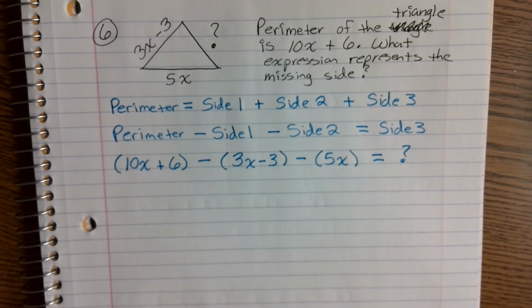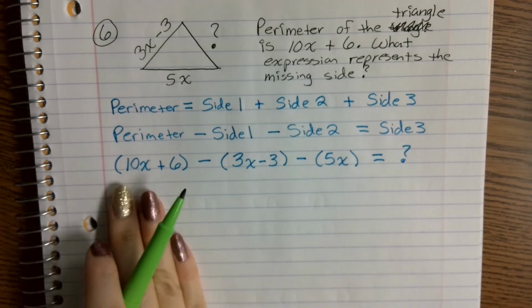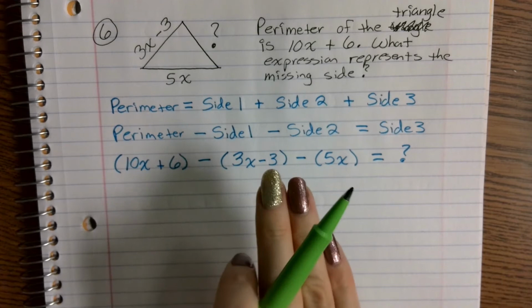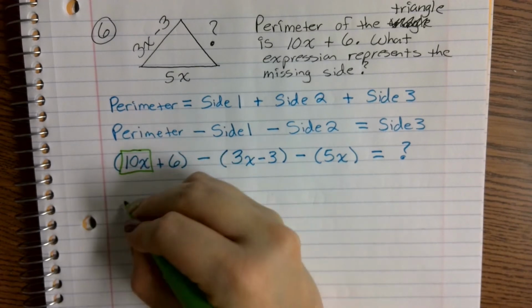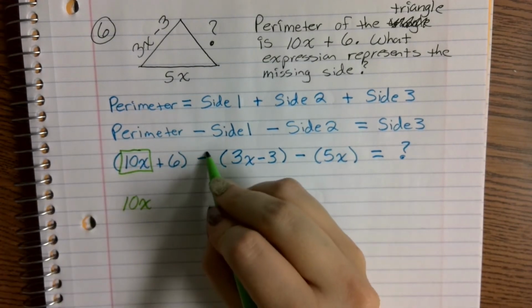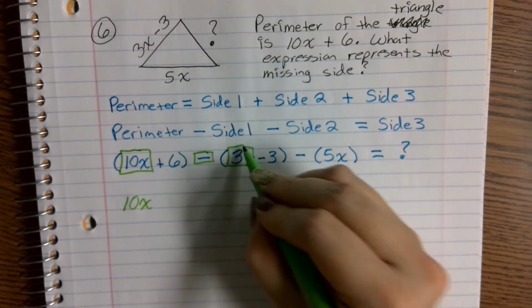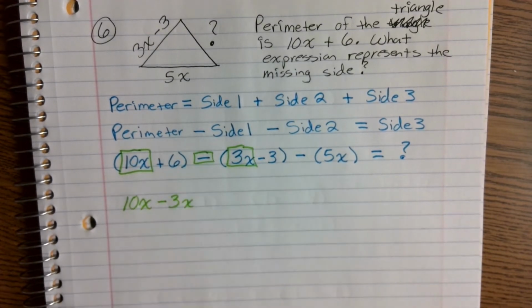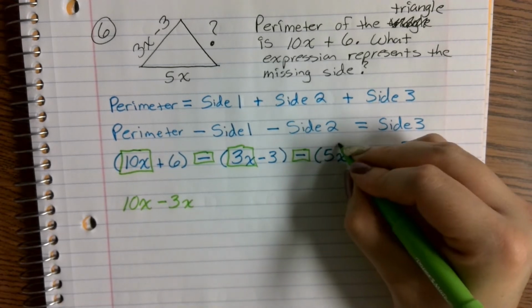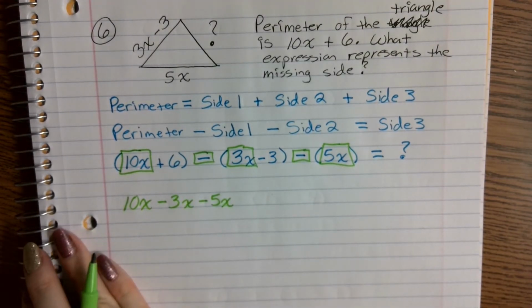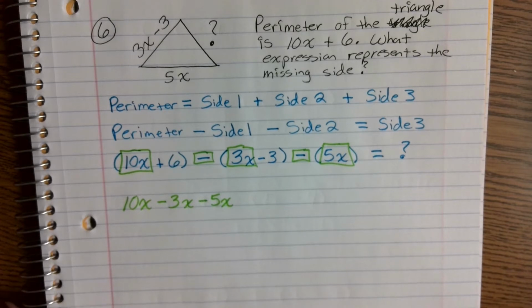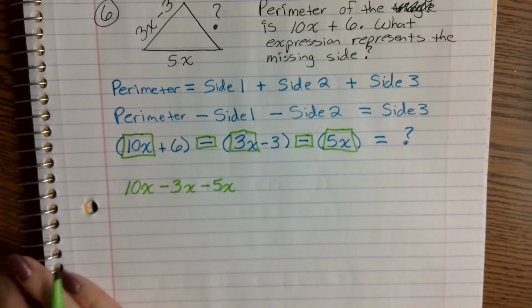Do we have anything that needs to be distributed here? No. There's no distribution that needs to happen, so now we can focus on just going from one quantity, subtracting the next quantity, and subtracting the next. So let's start with the 10x. We're going to subtract 3x, and then we're going to subtract 5x. So what is 10x minus 3x minus 5x going to give us? Go ahead. 2x.